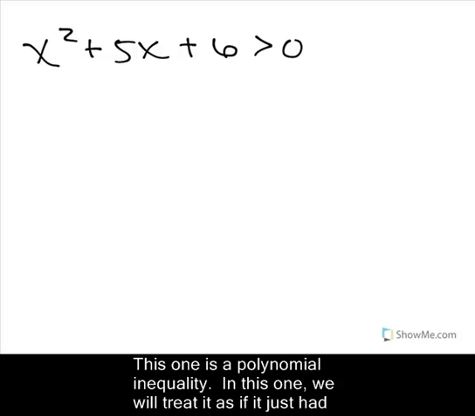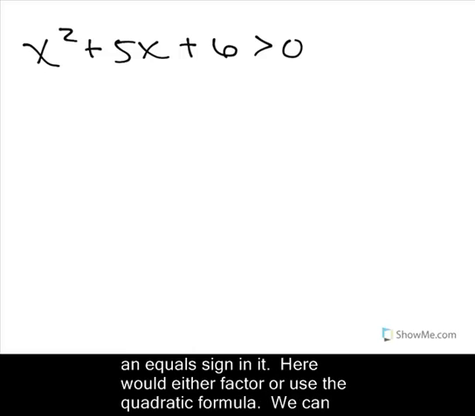Let's take a look at this one. This one is a polynomial inequality. And this one, what we want to do is treat it as if it just had an equal sign in it. Here we could either factor or we could use the quadratic formula.